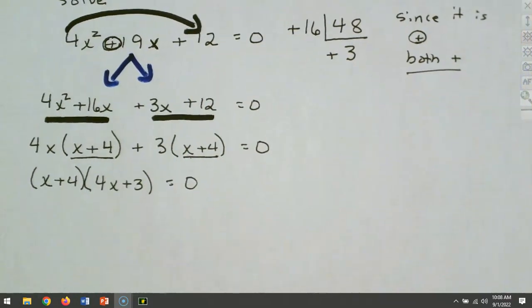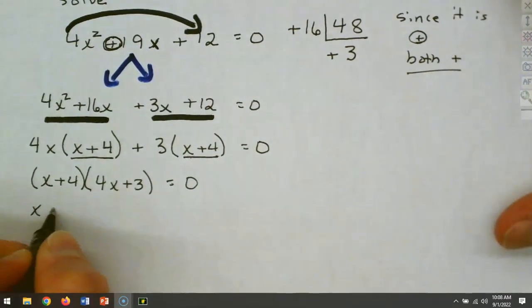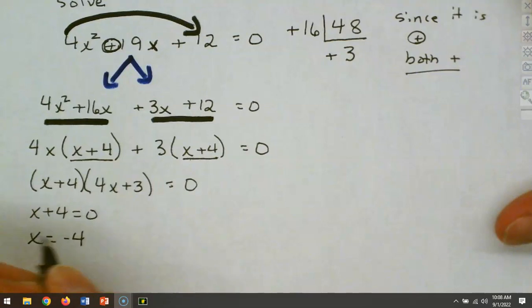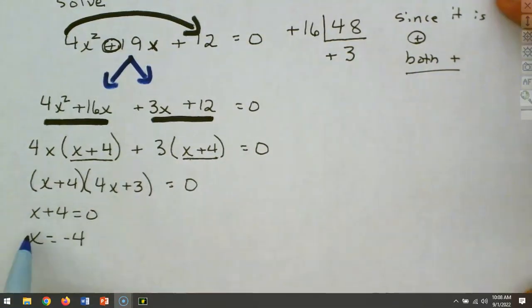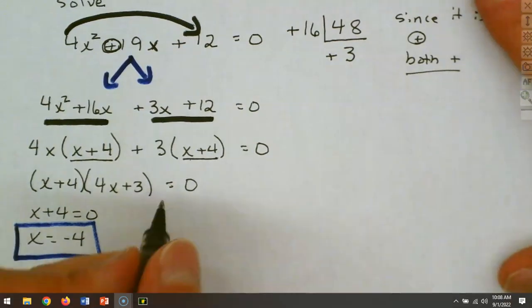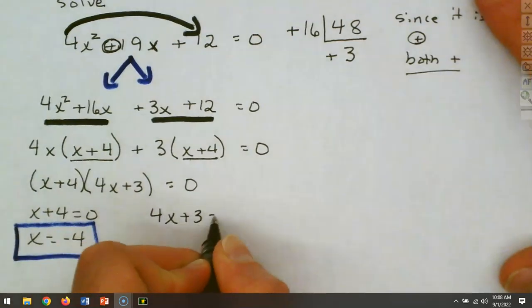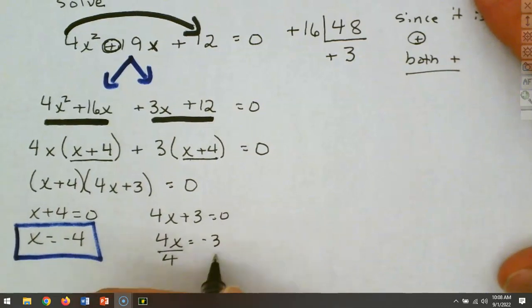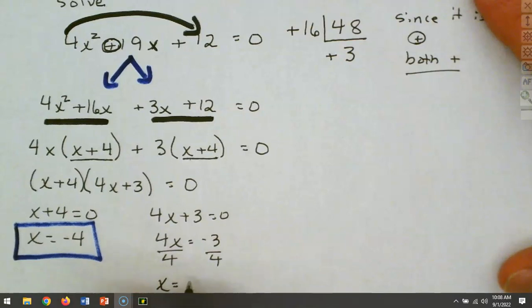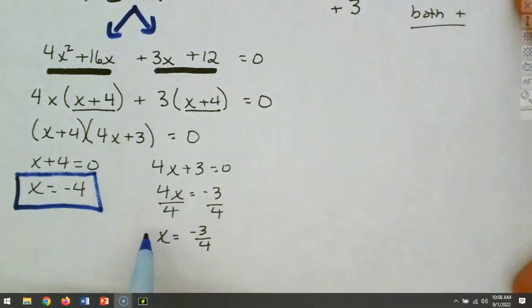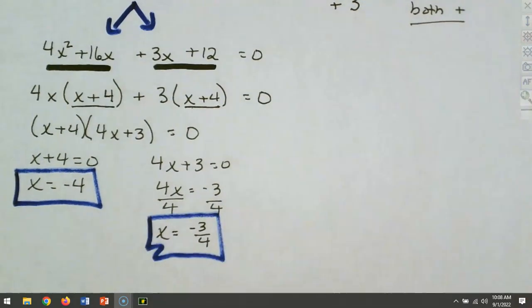So now, what are my 2 solutions going to be? We've got x plus 4 equals 0. So x equals negative 4. Move that 4 over. What's the other one? It's 4x plus 3 equals 0. Move that 3 over, so 4x equals negative 3. Divide by your 4, and so x now equals negative 3/4. That's it. Just kind of making sense how these work.